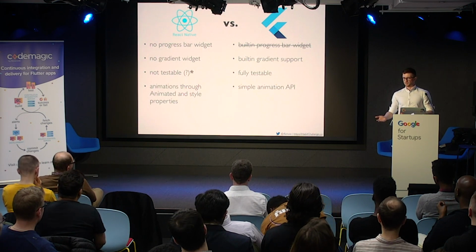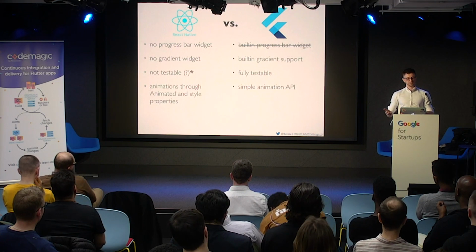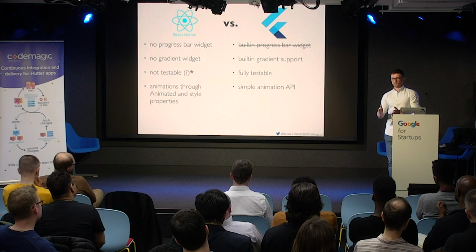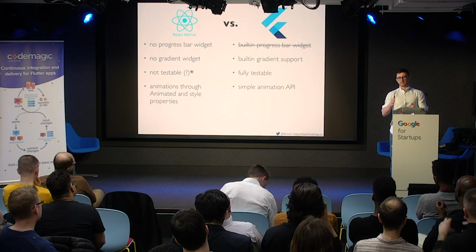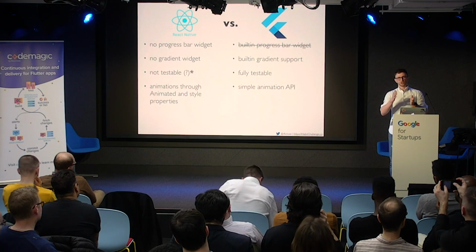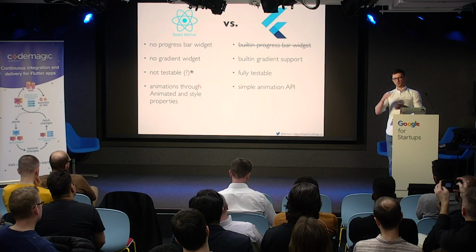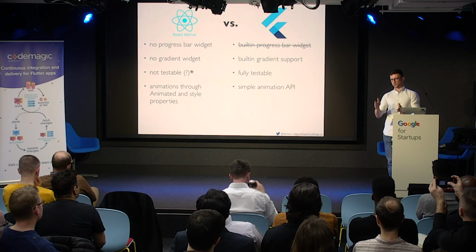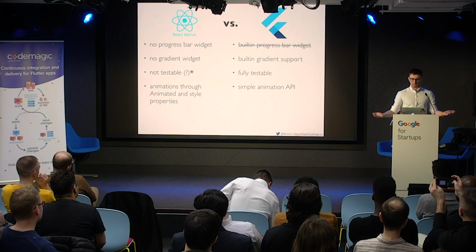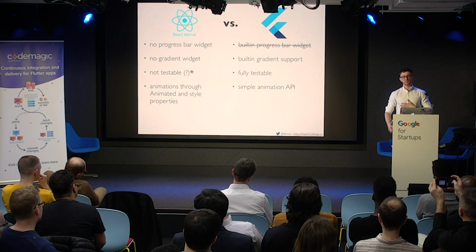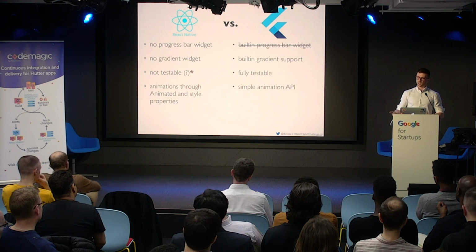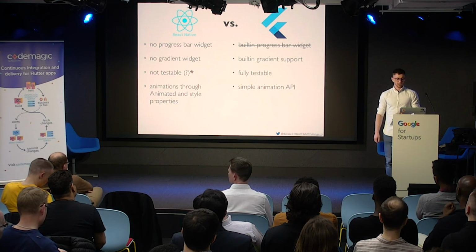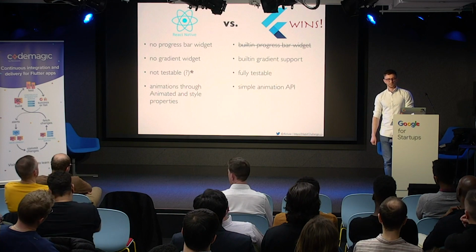It's fully testable. In React Native, even Flutter widget tests, you are in control of the time, so you can advance the time and check the status of all the components, and then you can check where the progress bar is. Simple, at least from my perspective. The animation API is simple in Flutter, at least for the easy things. So I would say that's 0-1 to Flutter.